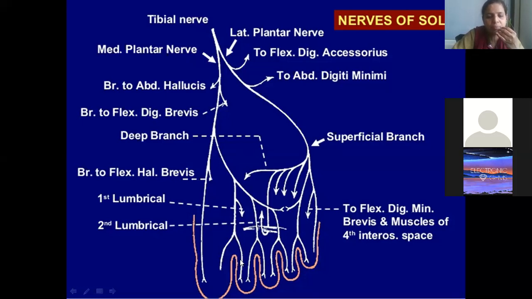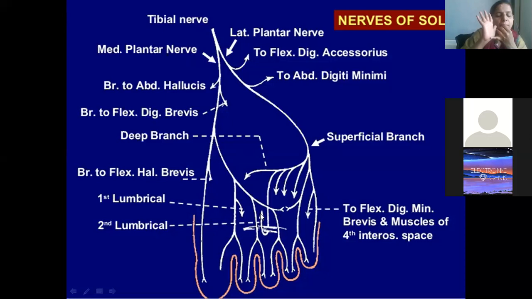Yesterday I showed you the cutaneous innervation of the sole. Again we will see. That was maximum supplied by the medial and lateral plantar nerves. From the first common plantar nerve, you can see a twig going and supplying the first lumbrical. The second one is giving the second lumbrical. Then up to 3.5 digits, you try to remember.